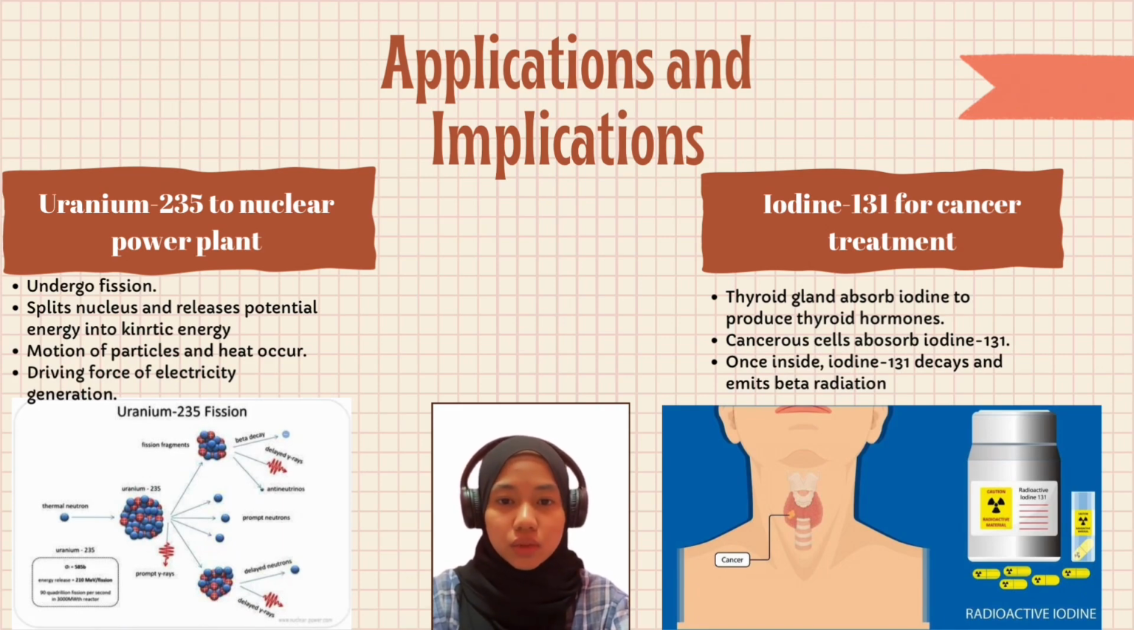Next, iodine-131 is used where the radioactive isotope is taken up by thyroid cells. The thyroid gland will absorb iodine from the bloodstream to produce thyroid hormones. Thus, cancerous thyroid cells will absorb iodine-131. Once it is inside the cancer cells, iodine-131 decays and emits beta radiation that will destroy the cancer cell.